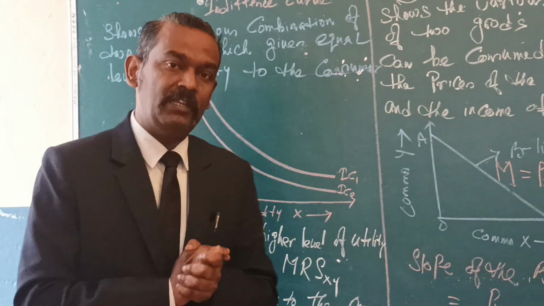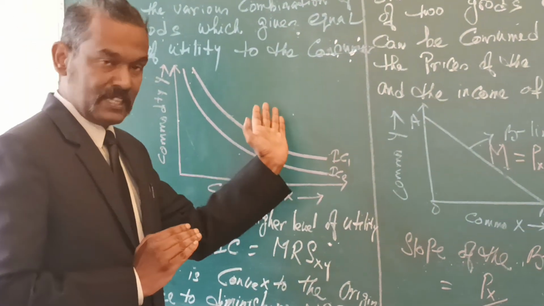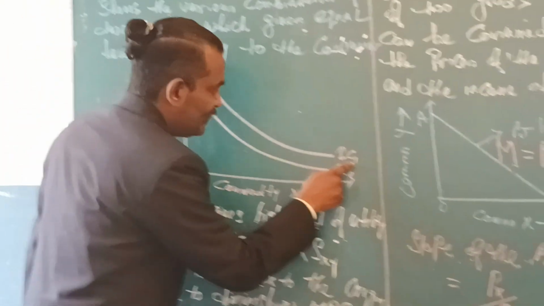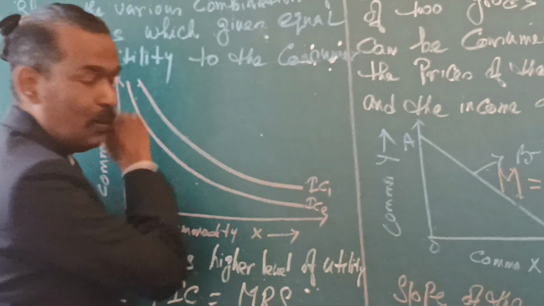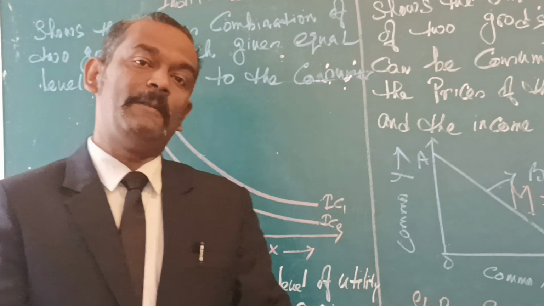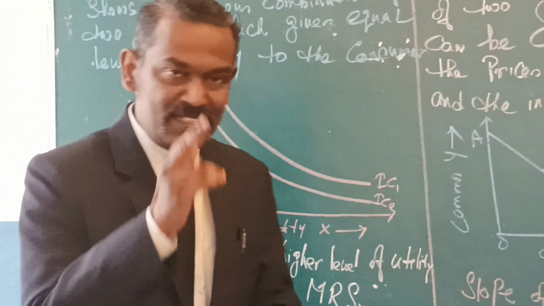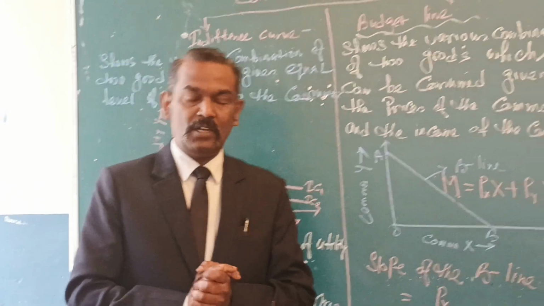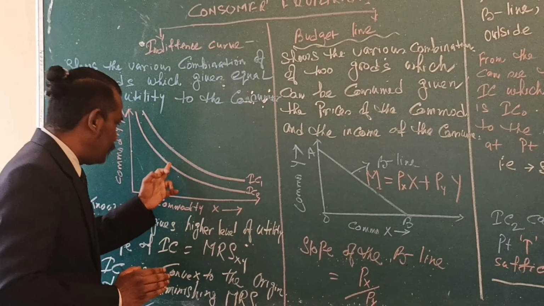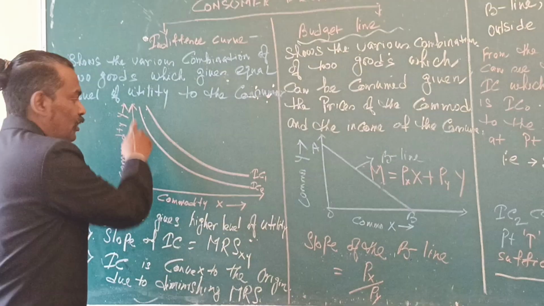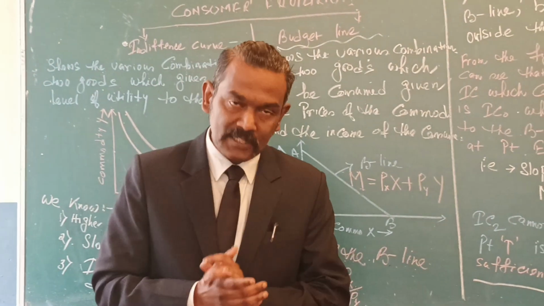Also, we have studied that a higher indifference curve, suppose for example IC1 which lies above IC0, gives a higher level of utility as compared to IC0. This is the second property of the indifference curve. Also, we have studied that the indifference curve is convex to the origin. These are the three properties of the indifference curve we have already studied.